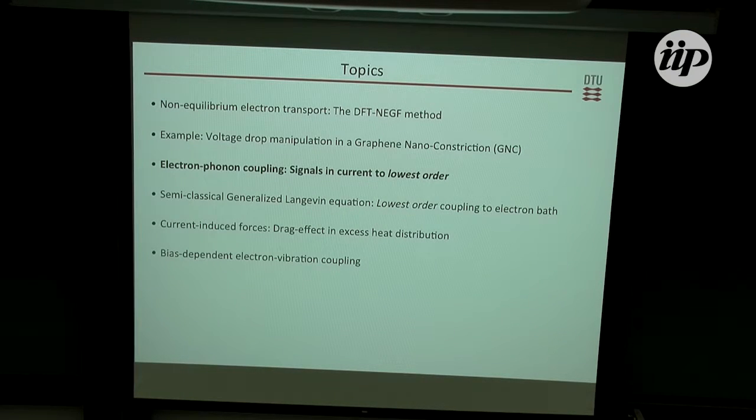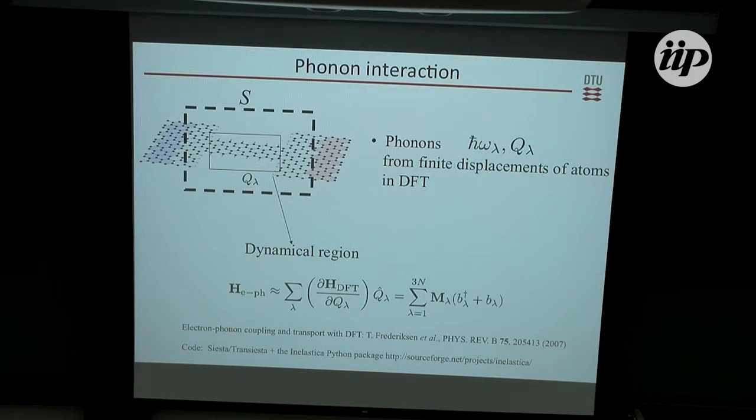Okay, so I want to shift gears a bit and talk about the electron-phonon coupling within the same kind of formalism. And the first point I want to look at is the signals in the current due to the electron-phonon coupling. So the way we do the calculation is that, inside our calculational box here, where we attach the electrodes, we let some of the atoms move, and that is the atoms where we have most of the non-equilibrium, in the bottleneck. So I call it phonons, but it's basically localized vibrations at this point.